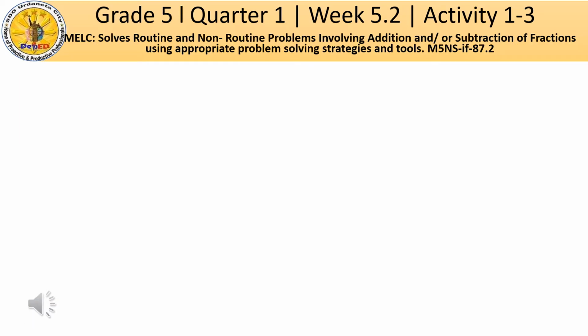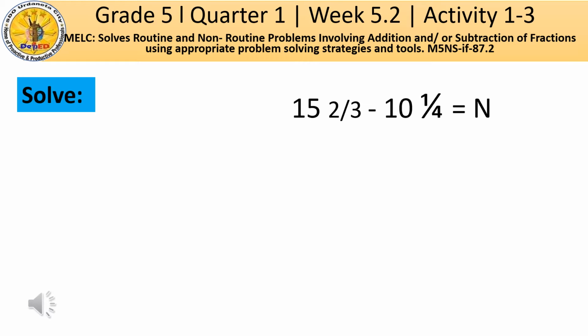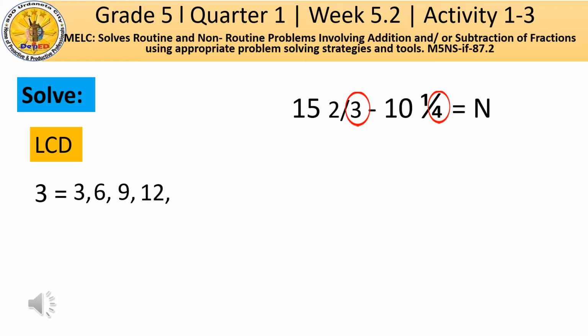Let us solve. 15 and 2/3 subtract 10 and 1/4 is equal to n. But we cannot yet subtract because the fractions have dissimilar denominators. So we need first to get the least common denominator of 3 and 4. We have 3, 3 plus 3 is 6, 6 plus 3 is 9, 9 plus 3 is 12, 12 plus 3 is 15, and so on and so forth.